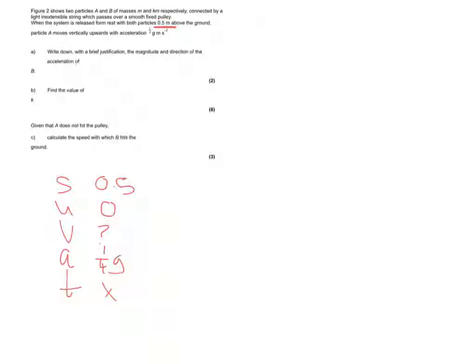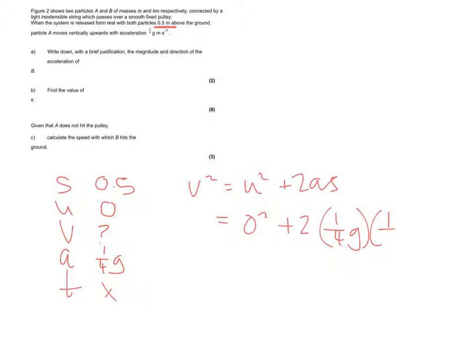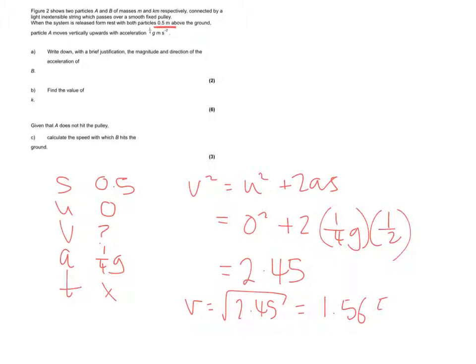So with these we're going to use v squared equals u squared plus 2as. So v squared is going to be 0 squared plus 2 times a quarter g times a half. And so we get that that is 2.45, and that means that v is the square root of 2.45, which is 1.565, which is 1.57 meters per second, to 3 significant figures.